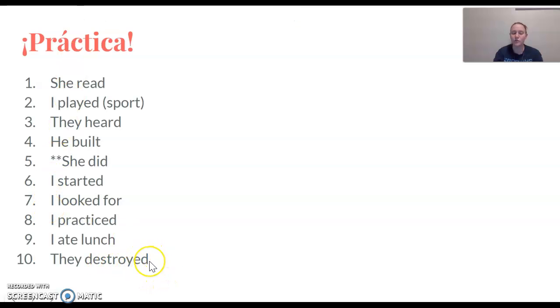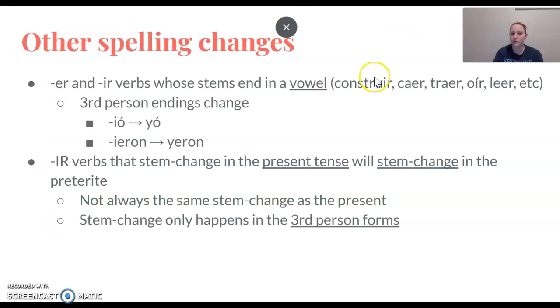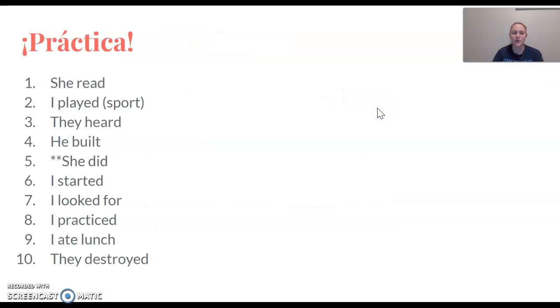Okay, so these are going to be some of your spelling change ones. Number 10, to destroy, is destruir. It's just like construir, but it's DES here instead of CON. Okay, so go ahead and do these. If you don't know all of them, it's okay. So hit pause, do your best, and then hit play and check your answers.